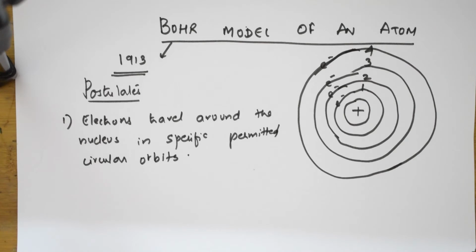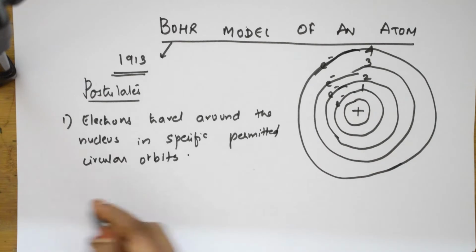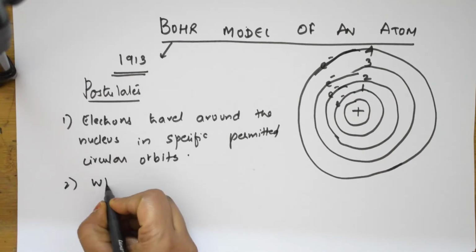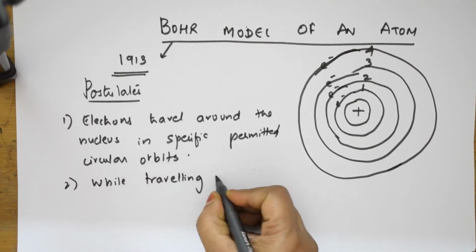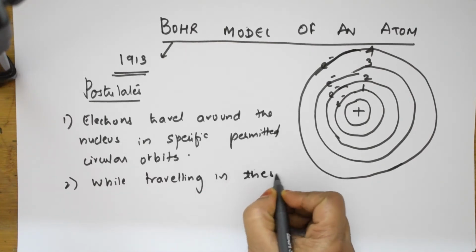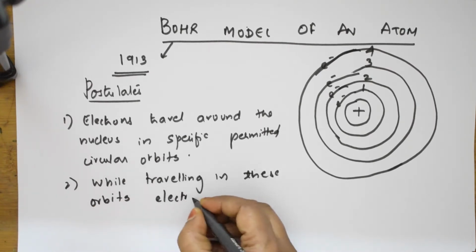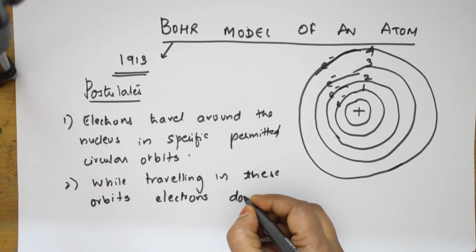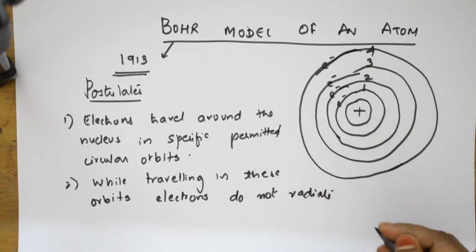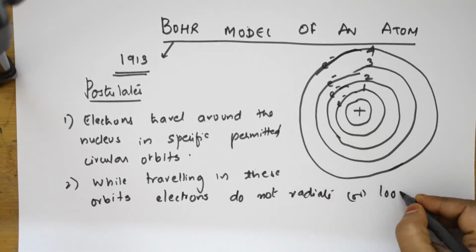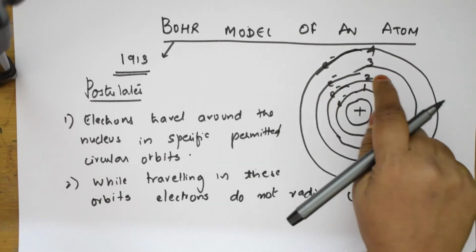The second postulate he said is, when they are traveling in the specific orbits, an electron does not radiate energy. So let us write that: while traveling in these orbits, the electron does not radiate or lose energy. They are traveling, and they will not lose any energy.